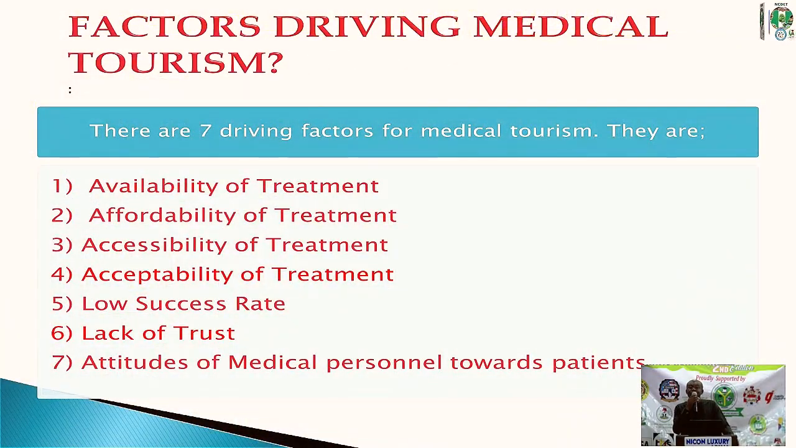The number 1 is availability of treatments. Where a patient is residing, what the patient is suffering from, if he or she cannot find a solution within where the patient is residing, he can move to another location to obtain treatment. For example, you are in Amac area council, and you are having breast cancer, and you look around within the area council, there is no center that can offer a solution to the breast cancer.